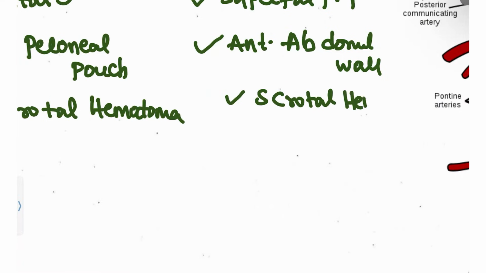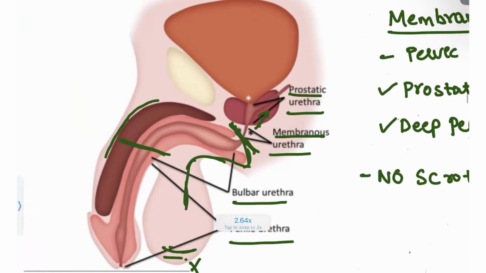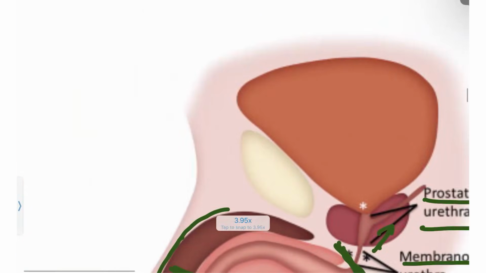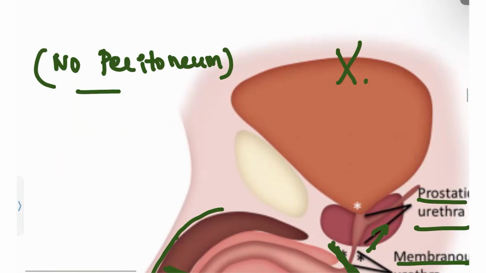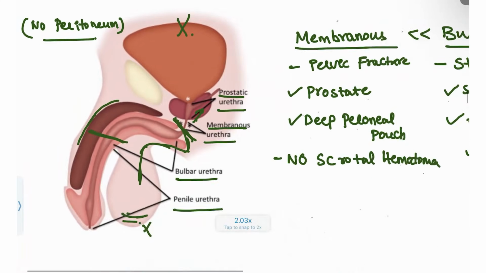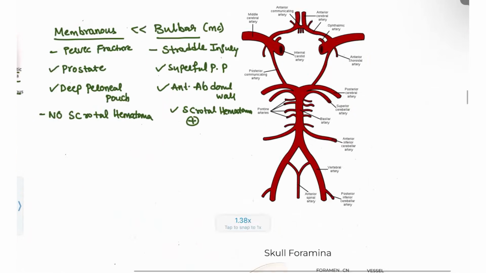Scrotal hematoma is present here, and in both these sides, is the peritoneum going to be involved? No. So there is no involvement of the peritoneum. Only if there is a bladder injury, okay, this bladder is damaged, then only involvement of the peritoneum is seen. But it does not involve the peritoneum in both the membranous or the bulbar urethra damage. Okay, that is the important thing that you have to remember.